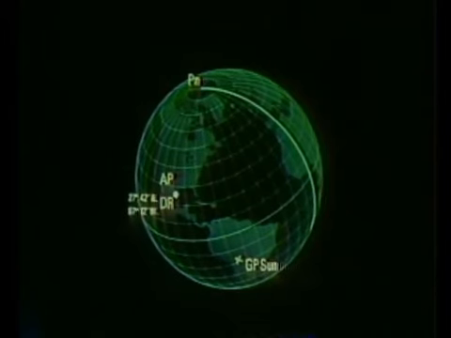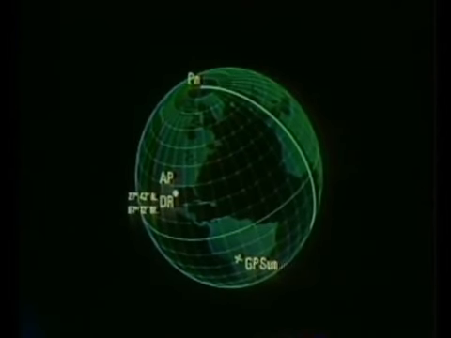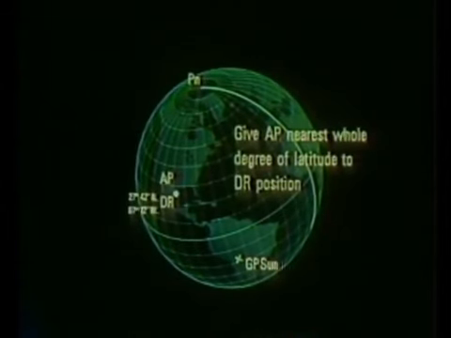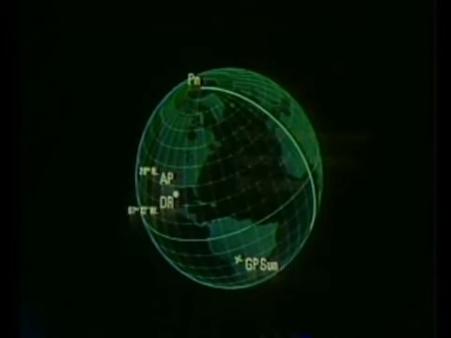Your DR position determines another. Let's say your DR position is 27 degrees, 42 minutes north latitude and 97 degrees, 12 minutes west longitude. Since you are operating in the northern hemisphere, the North Pole becomes the second point on your celestial triangle. The third point is your assumed position. It could be the same as your DR position, but since the HO 249 tables are arranged for whole numbers of latitude, you give your assumed position the nearest whole degree of latitude, or 28 degrees north.